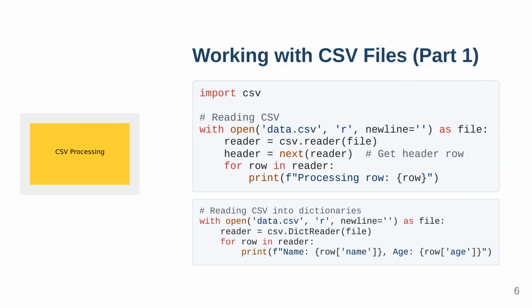CSV, comma-separated values, is a common format for data files. Python's csv module provides powerful tools for handling CSV files. The DictReader is particularly useful as it returns each row as a dictionary, using the header row for keys. Note the newline equals parameter; this ensures consistent handling of new lines across different platforms.